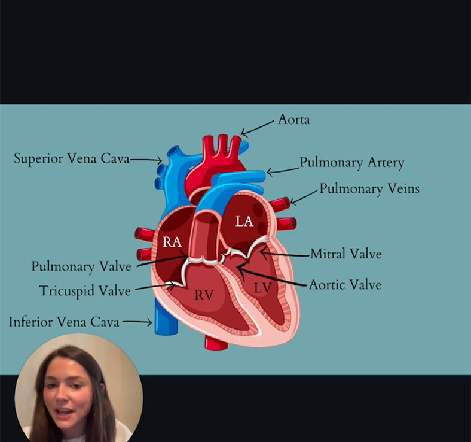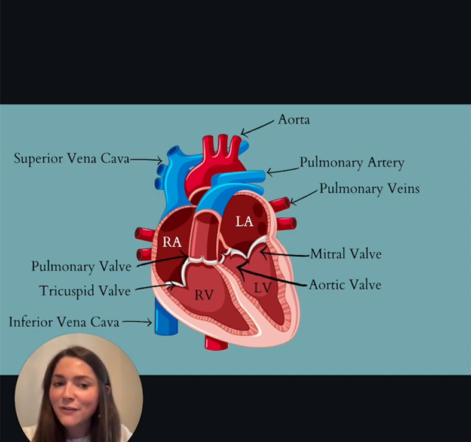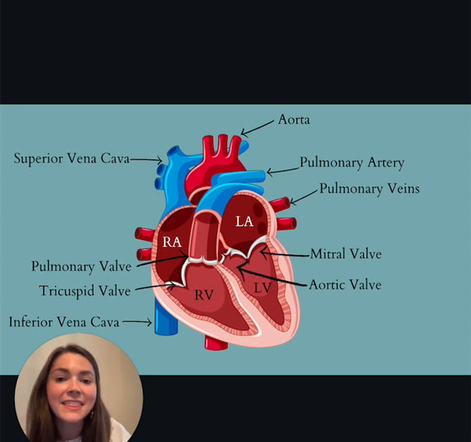Now let's look at the left side of the heart. So oxygenated blood travels from your lungs to the left atrium via those large veins called pulmonary veins. Then that mitral valve opens to send blood to the left ventricle. Next, the aortic valve opens, which allows that oxygenated blood into the aorta and then out into the entire body.